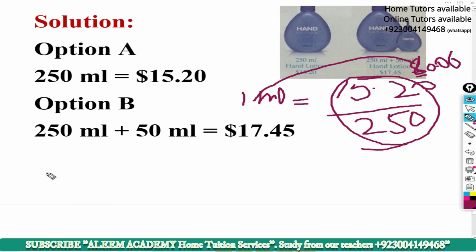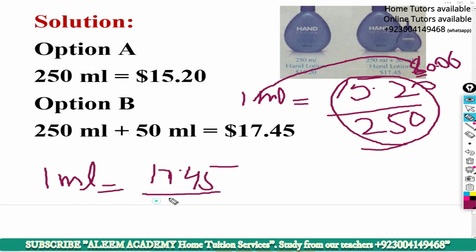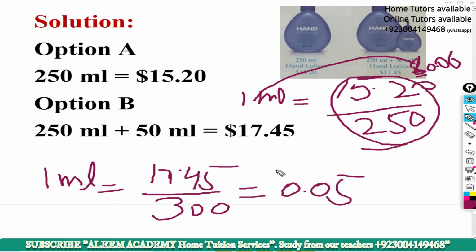So what about option B? For option B, 1 ml will be equal to 17.45 over 300. After this division by cancellation and without calculator, you will get 0.05. So see, this is $0.06 and this is $0.05. So this is cheapest, $0.05. This is affordable. So this option is better. So in all cases option B is better.